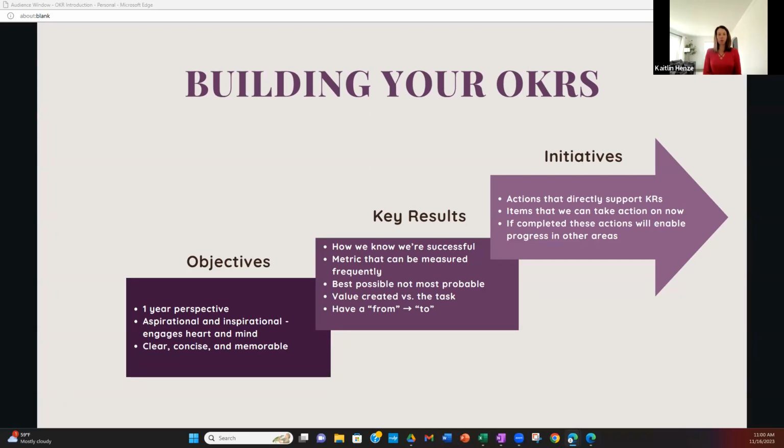Your key results, which you will have several for each objective, let you know how you're successful. They are typically built in a from-to metric format where you say, we're going to take our starting value and hope that we achieve this end result value.